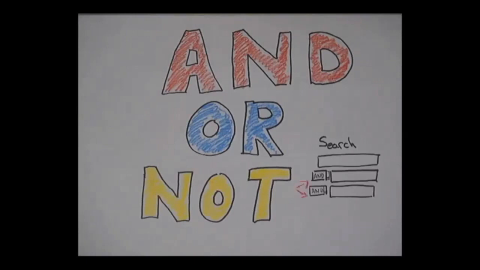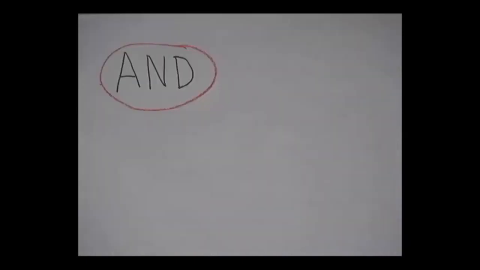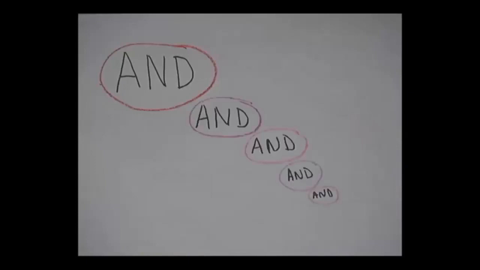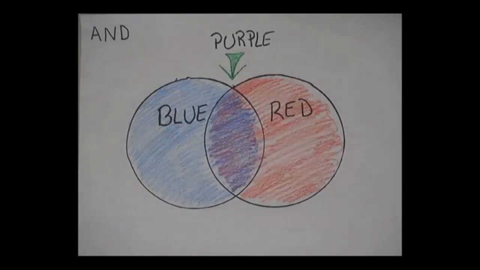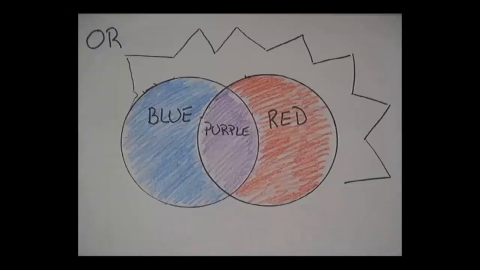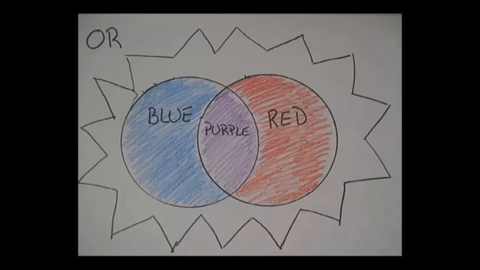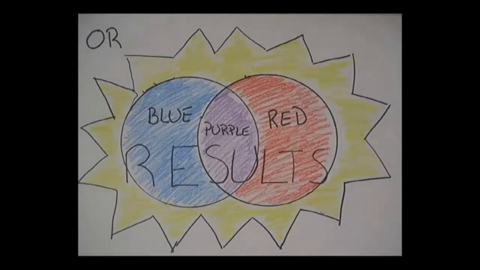your paper. And. Basically, with and, every article the database finds must have both of your terms. It makes the pool smaller. So if you think in terms of a Venn diagram, and gets everything in the middle. So if we're looking for blue and red, we would get purple. Or. So or means that all the articles must have at least one of the terms. It's both circles in the diagram. Blue or red gets us blue, red, and purple.